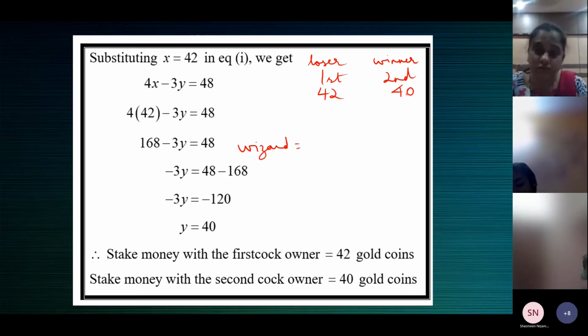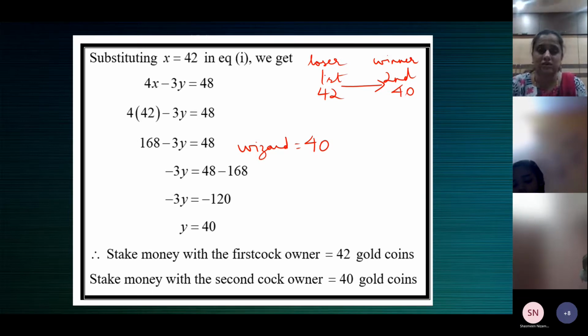So the second one is the winner. He has to give away his stake money to the wizard. So the wizard gets 40 gold coins. He's won and he's given all his money to the wizard. Then what does he get? He gets from the loser. The loser will give the winner all his stake money. So the loser will give the winner 42 gold coins. So he's happy. The winner is happy. He goes home with 42 gold coins. He gives away his 40 to the wizard, but he gets 42 from the loser.